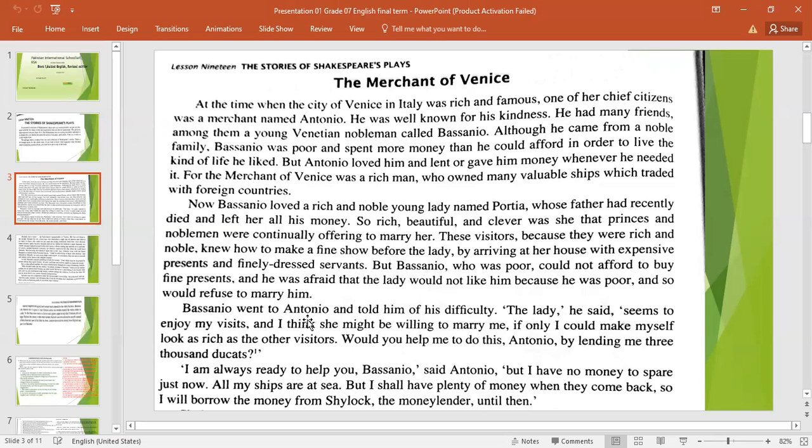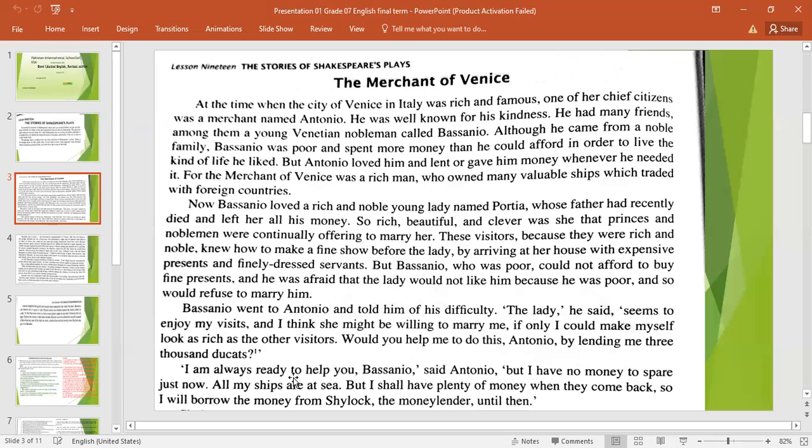Bassanio went to Antonio and told him of his difficulty. The lady, he said, seems to enjoy my visits, and I think she might be willing to marry me, if only I could make myself look as rich as the other visitors. Would you help me to do this, Antonio, by lending me 3,000 ducats? This is the gold currency of that time, ducats.